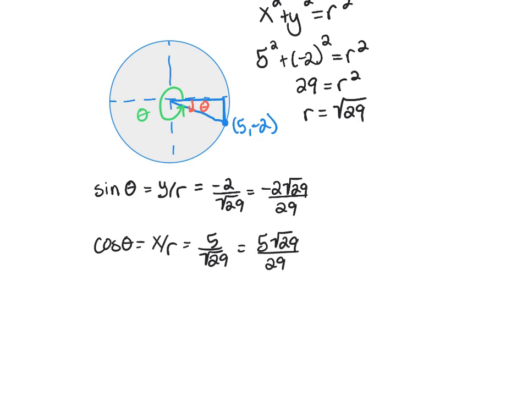At this point, it gets kind of boring because it's a lot of rationalizing. So I'm going to go ahead and pause. You can go ahead and pause and finish, and then unpause and see if your answers match mine.